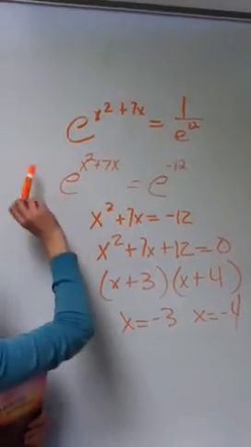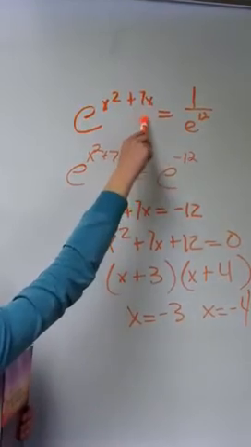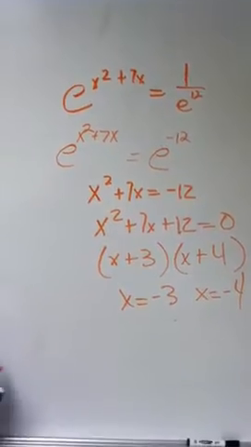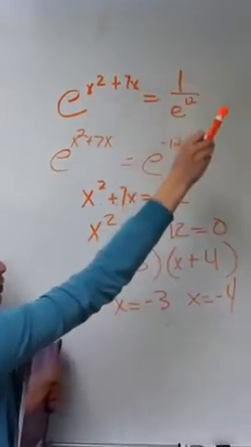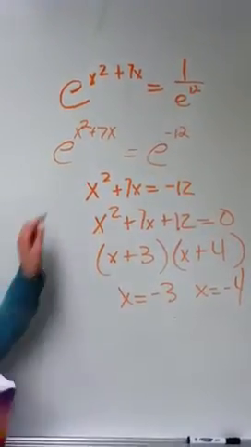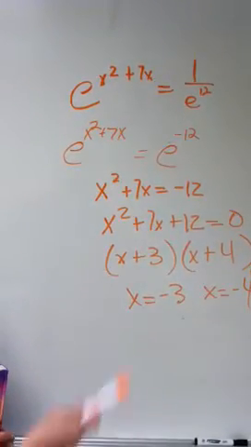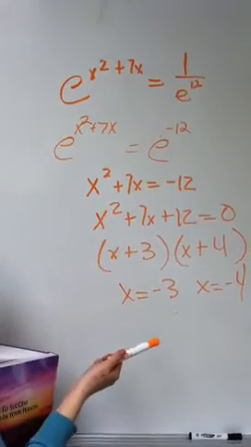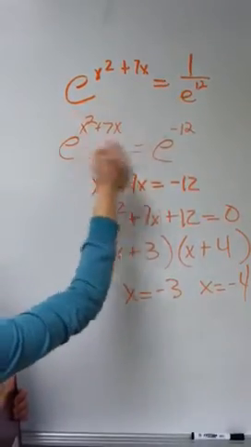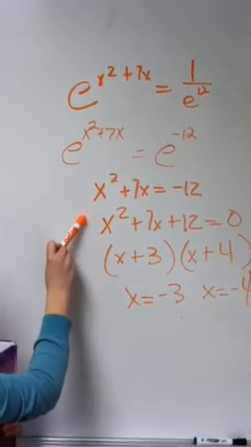This one, we're using e here, so it's going to be e to the x squared plus 7x equals 1 over e to the 12. So again, we need to find like bases. So to get this out of a fraction form, we just made the exponent negative. So we get e to the x squared plus 7x equals e to the negative 12. So then we have equal bases once again, so you can just bring down the exponent, and you get x squared plus 7x equals negative 12.